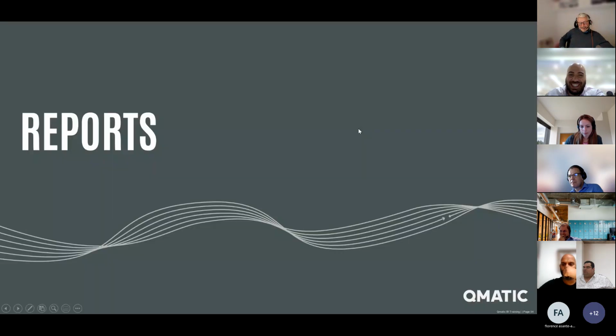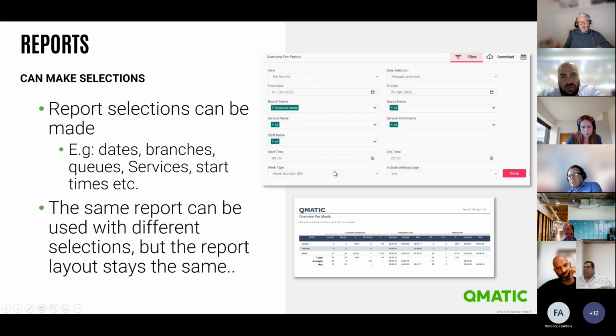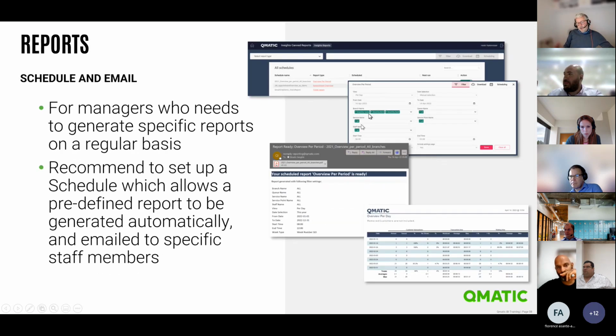Yes, thank you. Okay, so I was here. As I already mentioned, it doesn't have a designer, so a report is designed by us. This is an overview per month, and it always looks like this, with those metrics and dimensions. And you can make selections. These are just some screenshots of how that looks. I can define start and end times, from which date to which date, and which branches to include or not include. That's how reporting works. It's very generic. And then you have schedule and email. I put in some screenshots so you have them when you get this slide deck later.